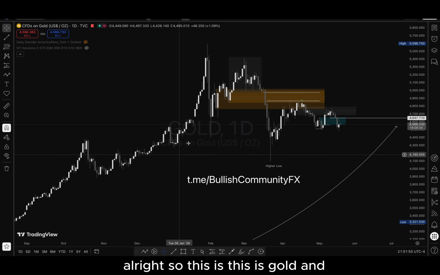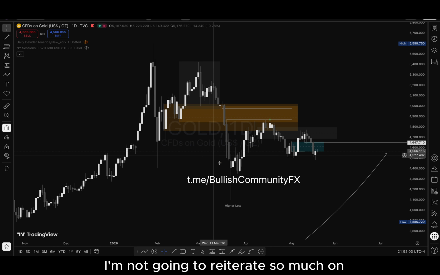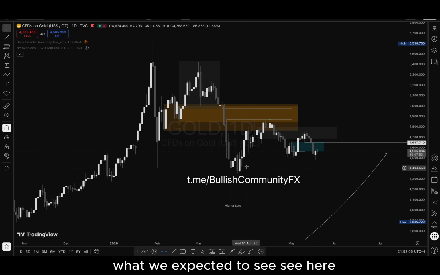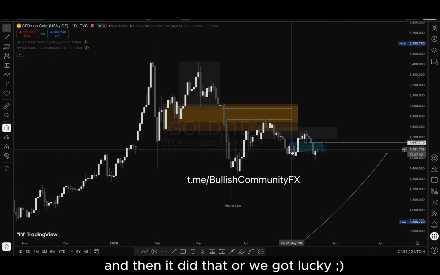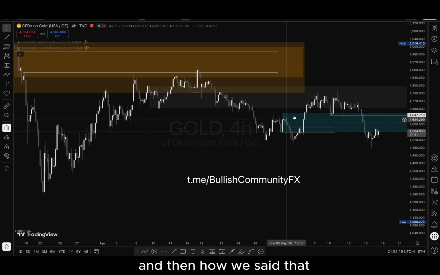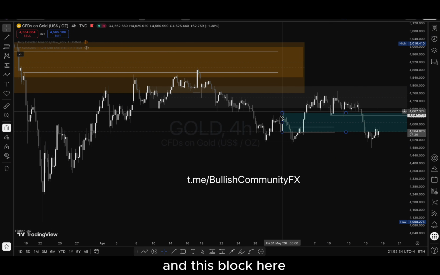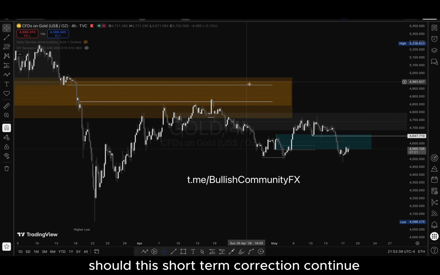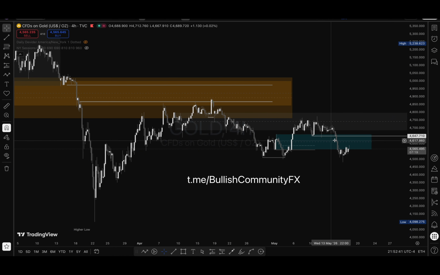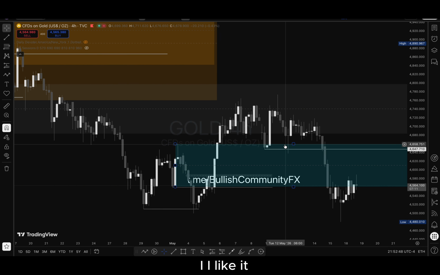All right, so this is gold, and I'm not going to reiterate so much on what we expected to see here and how I wanted to see price react out of here, and then it did that and we got lucky. And then how we said that this block here is problematic for the longs, and this block here could be problematic for the shorts, right? Should this short-term correction continue. So this block now has been completely defeated. Interesting, right? I like it.